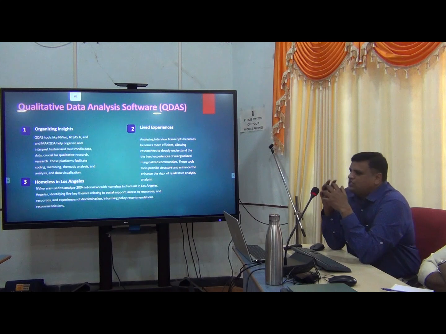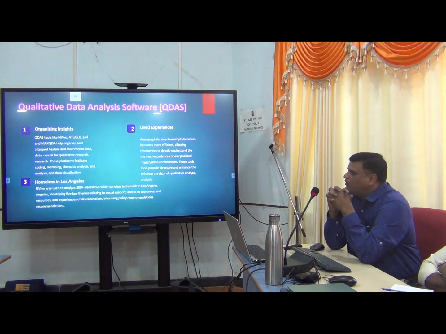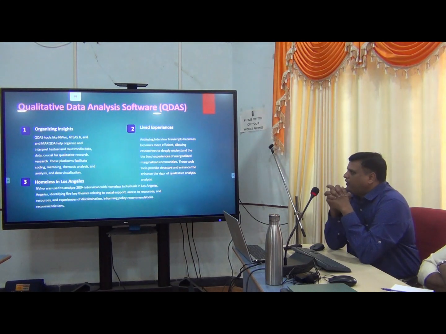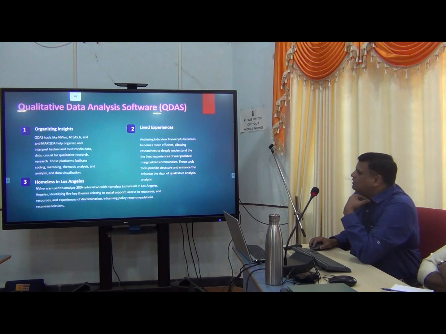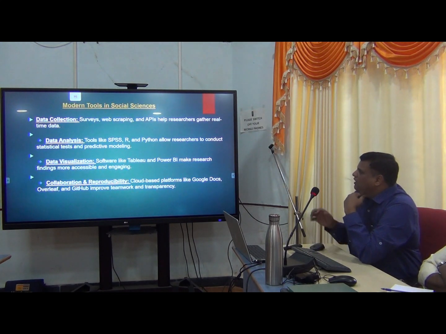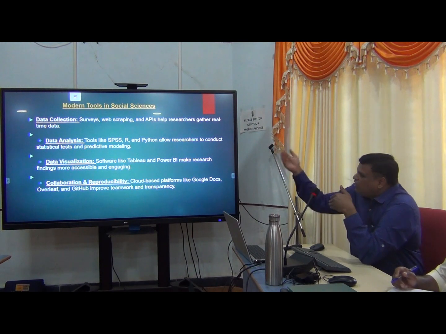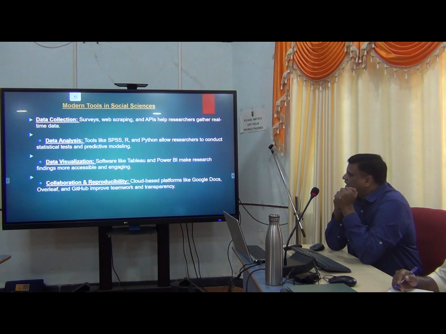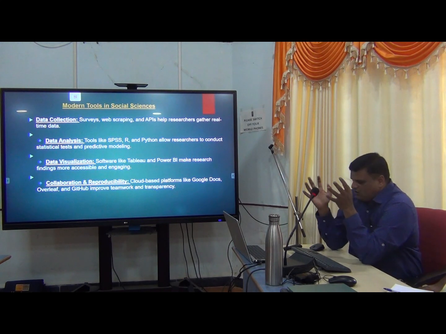Then there are some qualitative data analysis software, which we call QDAS. Analysts have started using NVivo, Atlas.ti, MAXQDA. All these help organize and interpret textual and multimedia data and many other things. I have listed a couple of software, which are quite useful for our social science research. For data collection, we can use surveys; for data analysis, SPSS or Python; for data visualization, Tableau and Power BI. Then for collaboration and reproducibility, cloud-based platforms like Google Docs, Overleaf, GitHub. There are many like this.